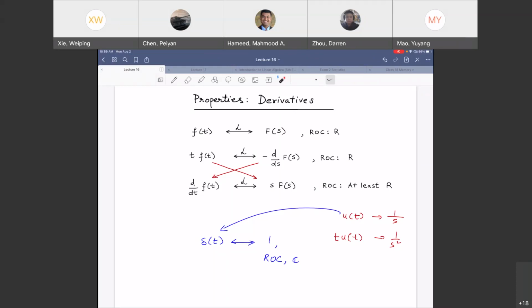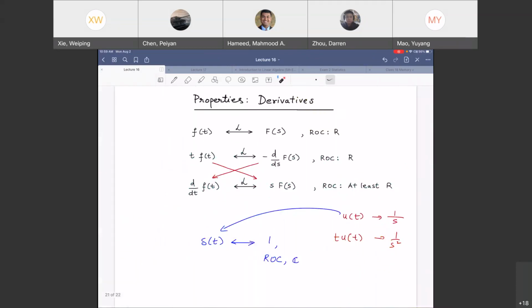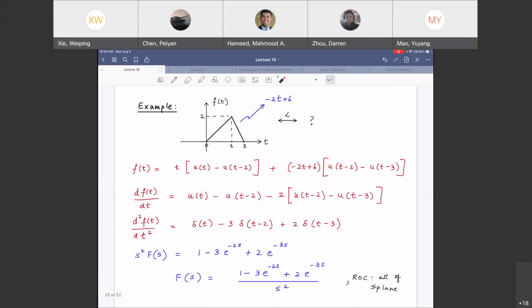Questions? Go ahead. Yes, and that is actually our next property, I think. No, we will get to the integrating property as well. But you're absolutely right, the powers of s or t will keep increasing. Let's see. Derivatives are done. Let's take a look at an example.